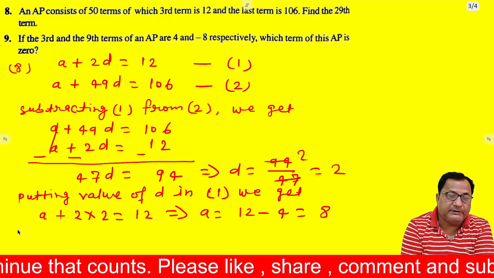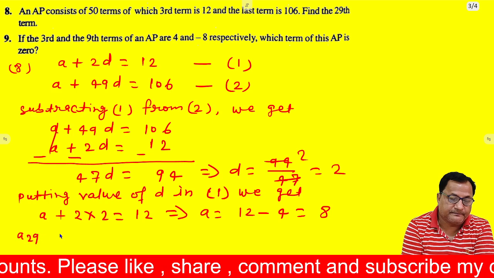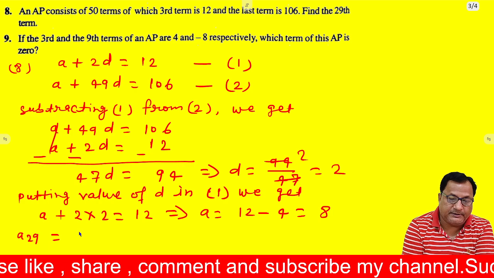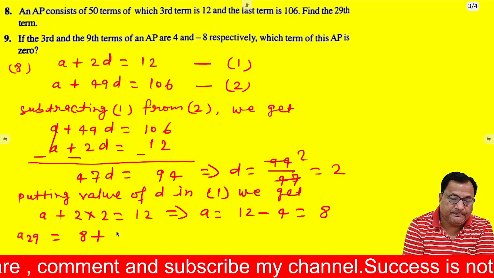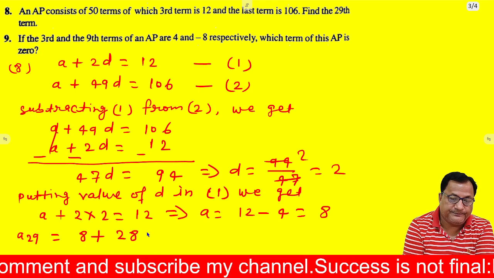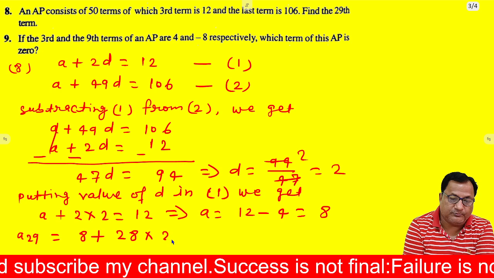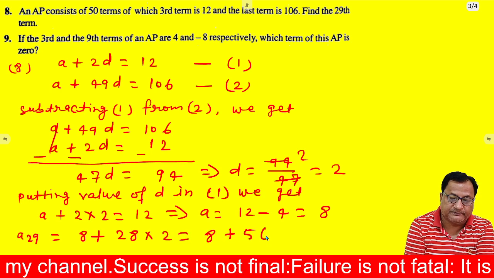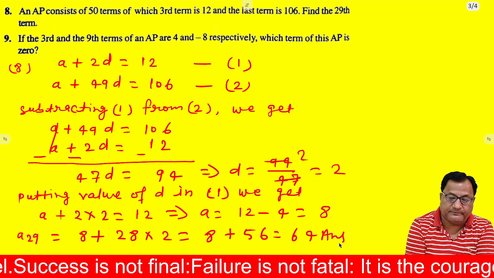Now we have to find 29th term, means a29 is equal to a, a is 8, plus 28 into d. d is 2, means 8 plus 56 is equal to 64. This is answer.